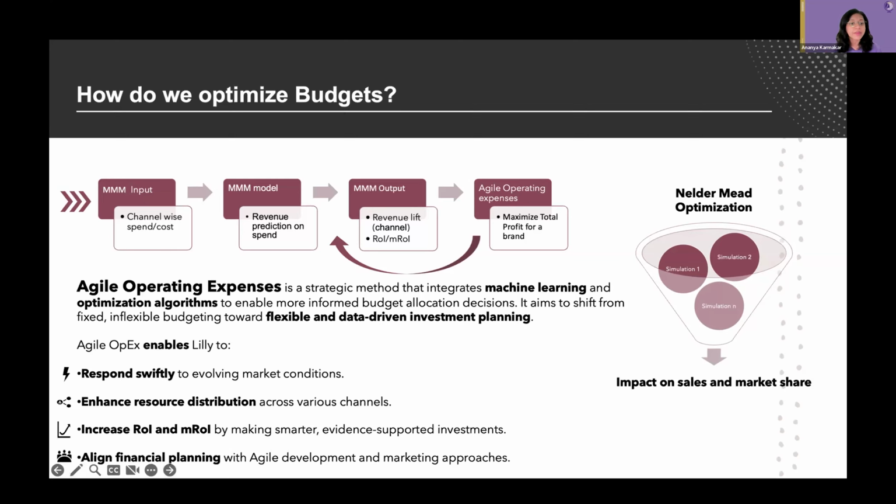And then we have recommendations from the business side also on the max and minimum bounds of the cost that is applicable for the particular channel. So these algorithms help identify the most effective spend distribution across the channels. In a nutshell, Agile OPEX empowers Lilly to adapt quickly to changing market conditions, optimize resource allocation across physician and patient level channels, improve ROI, MROI through smarter investments, and also align financial planning with agile development and marketing strategies.